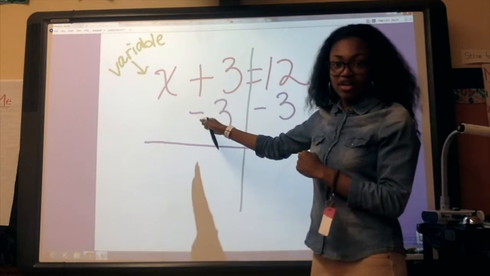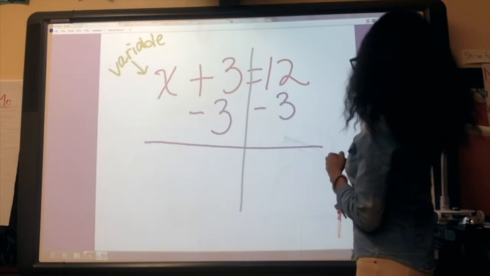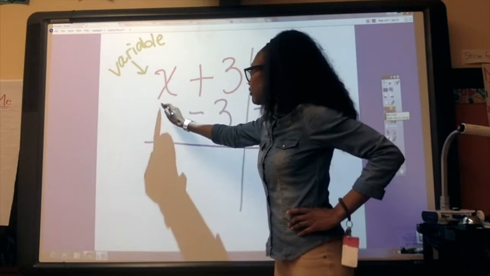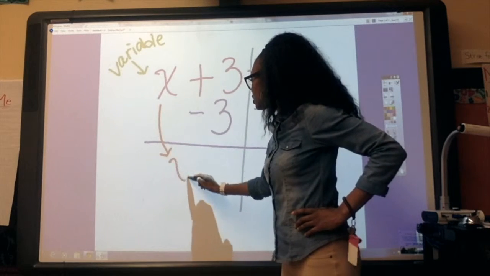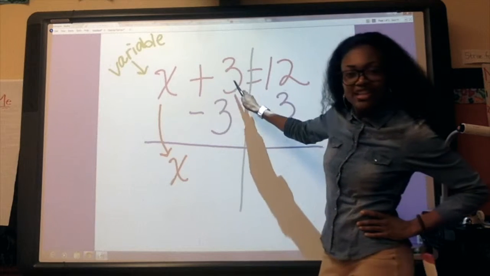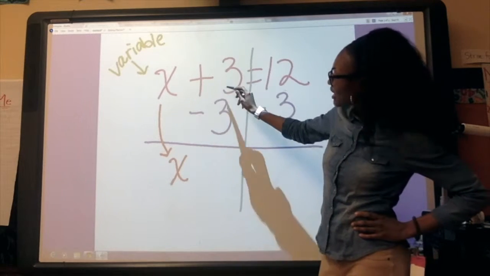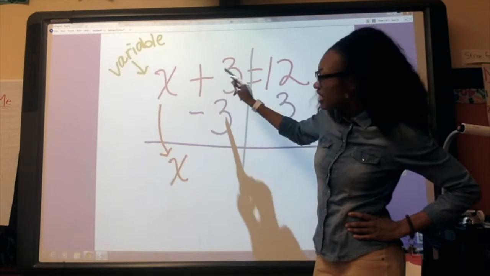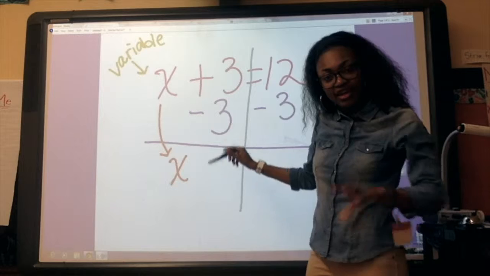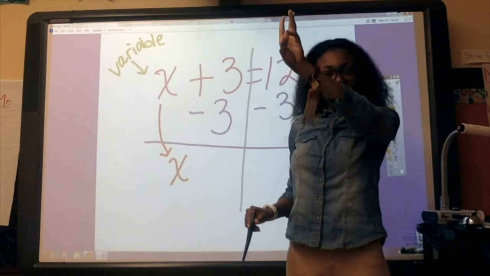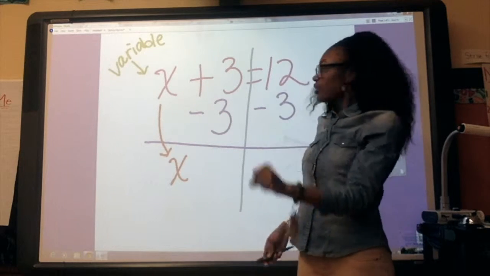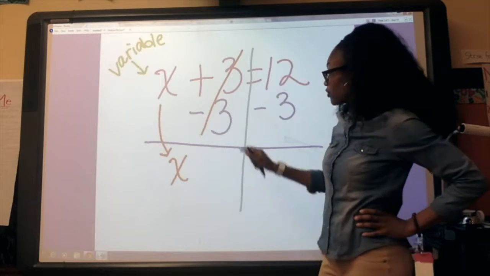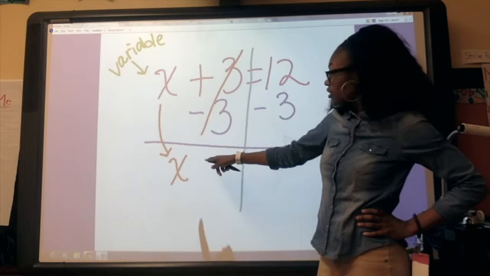Let's start with the left side. On the left side of my equation, I'm going to bring down my x, because that's what I'm left with. And I know I have to cancel out my 3. So if I add $3, but then I take $3 away, I have 3, take 3 away, I'm left with 0. Therefore, this cancels out. So the only thing we have left on the left side of our equation is x.